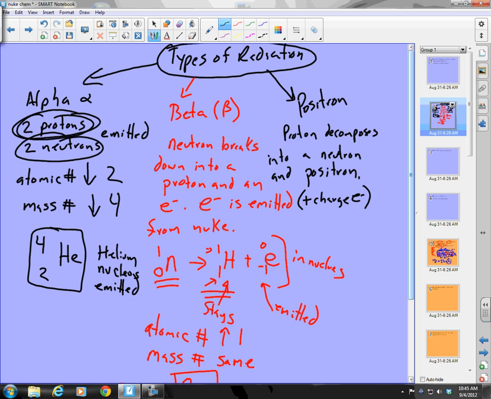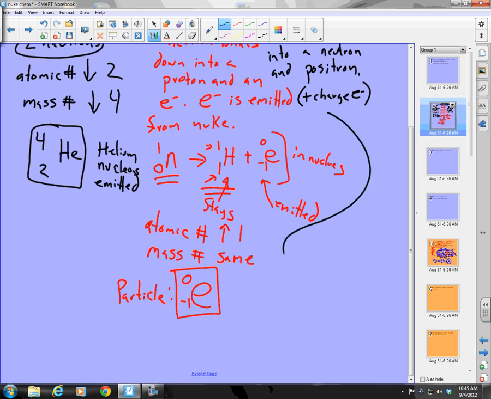Now, what actually happens in the nucleus? Let's draw out this nuclear equation for what happens in the nucleus. I have a proton, and that proton is going to decompose into a neutron plus a beta particle, but it's not a negative one, it's a plus one. My beta particle is emitted, it's shot out of the nucleus, and my neutron stays in the nucleus.